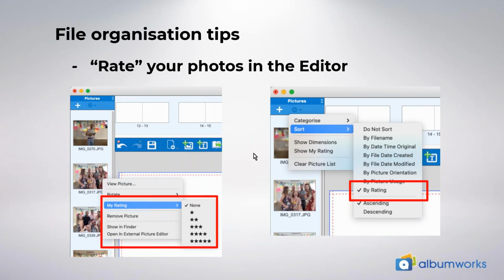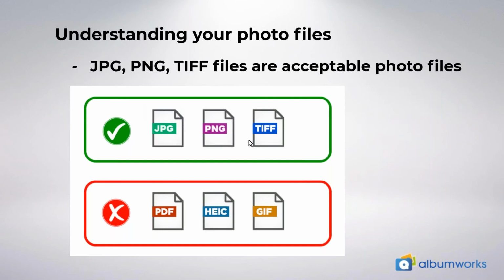Before I do, just quickly, let's try to understand our photo files a bit better. There are specific file types that are accepted by the AlbumWorks editor. When talking about file types, we're referring to the 3-letter extension at the end of your file name. So JPG, or JPEG, this is the most common type of photo file. Most cameras and phone cameras will use this format. PNG, this is commonly used for artwork and internet files, as it does not compress the image quality. And then TIFF. This file is commonly associated with scanned photos and scanned documents.